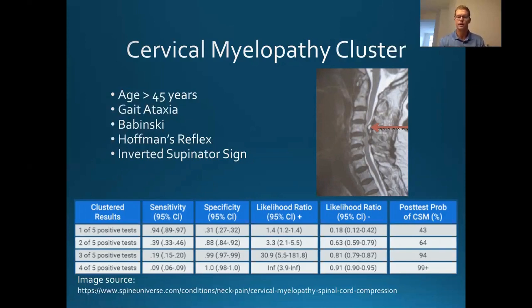And he also said that for some reason, twice over the weekend when using the restroom, I didn't really realize that I was going, or I had to go to the bathroom afterwards after I realized that I needed to go. So he's got some bowel and bladder issues. His age is greater than 45. He has gait ataxia changes. So it was my job to do some of these other tests, like the Babinski, Hoffman's, and the inverted supinator, to see exactly what was going on.